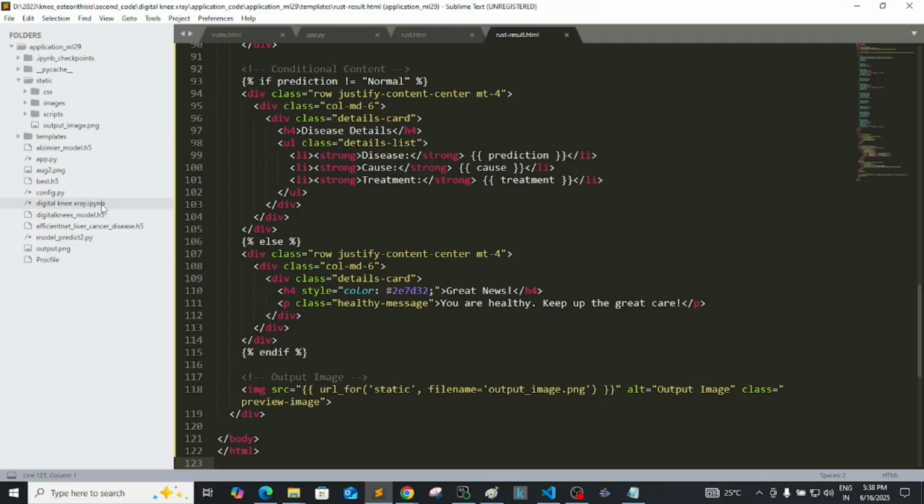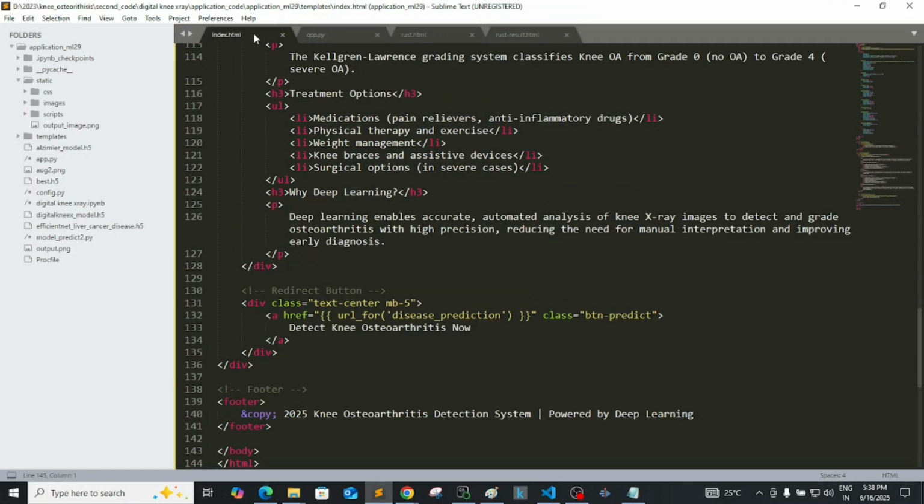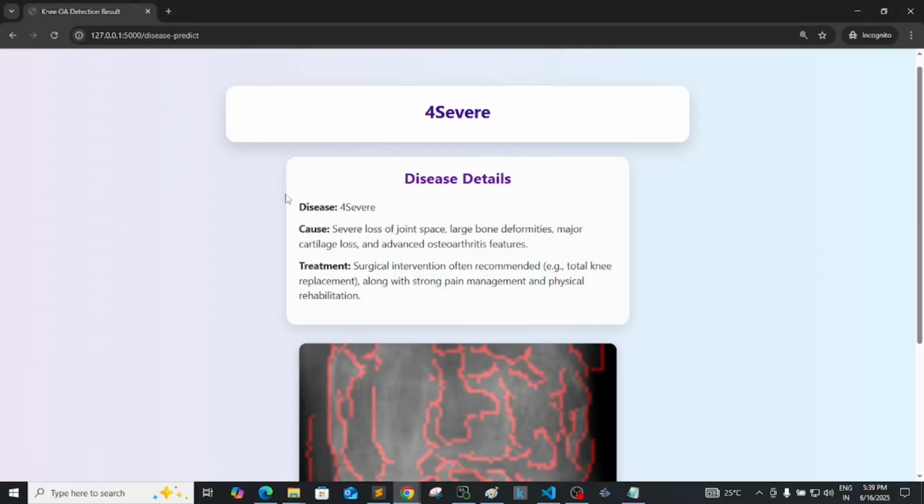Digital knee x-ray, digital knee underscore model.h5. So this will give us all that information. So you can see all those codes here. This is completely built with the help of HTML, CSS, JavaScript, and Flask. So now we'll see the demo for a few images.